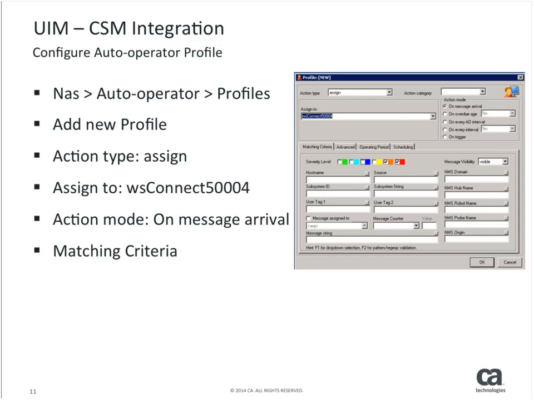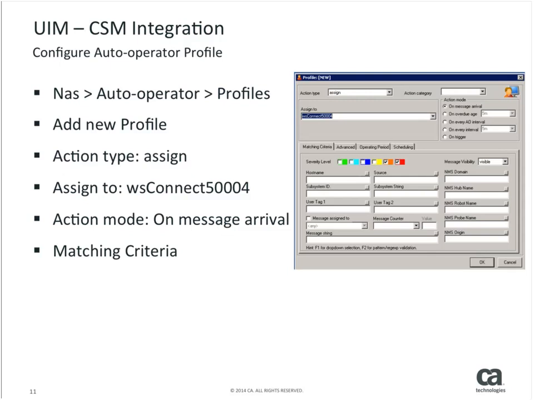And as you can see, I forgot to mention one. I forgot to close the minor one, so in this case it will be only the major and the critical alarms which will be pushed over to CSM. But of course, for the matching criteria, you can use whatever of the fields available here. It can be the host name, it can be the domain name, it can be UIM-specific hub names, robot names, probe names, and so on.